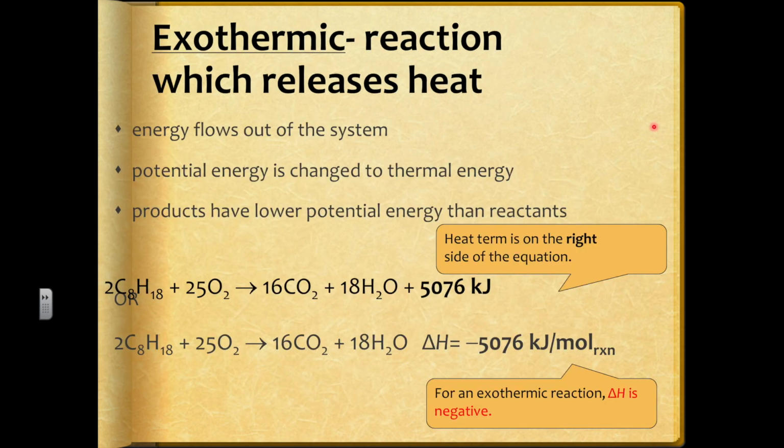So an exothermic reaction, which is something that releases heat, energy flows out of the system, the potential energy is changed into thermal energy, and the products will have a lower potential energy than the reactants, okay? Products have a lower potential energy than the reactants. So, if you have a chemical equation, the heat term is always written on the right side because that is saying that heat is coming out. Now, if it is written off to the side, it always has a negative sign. Just remember that. We'll explain more about it later.